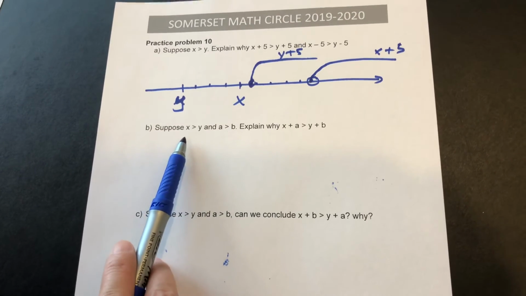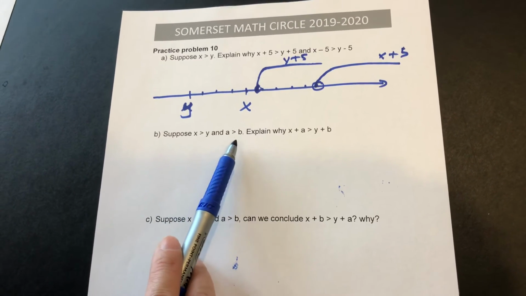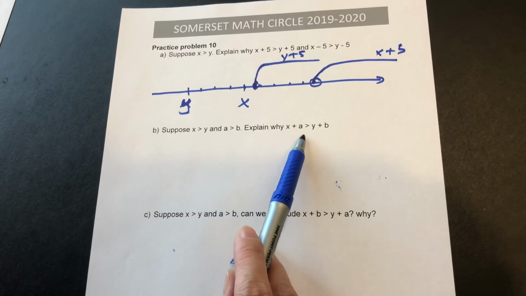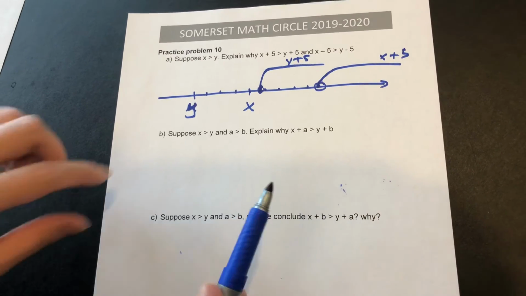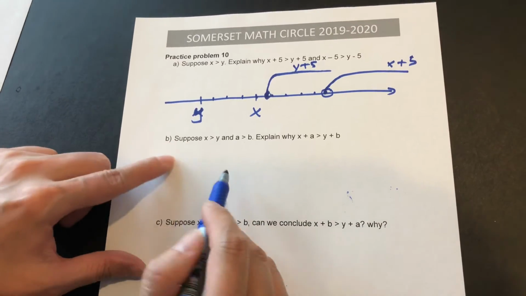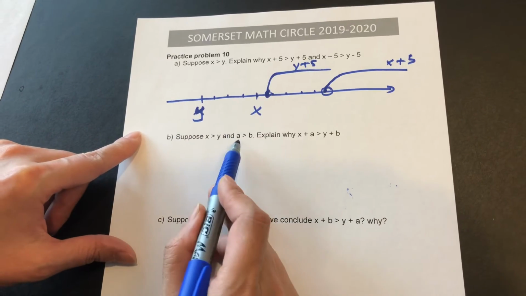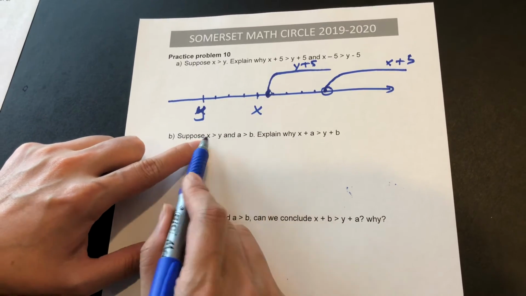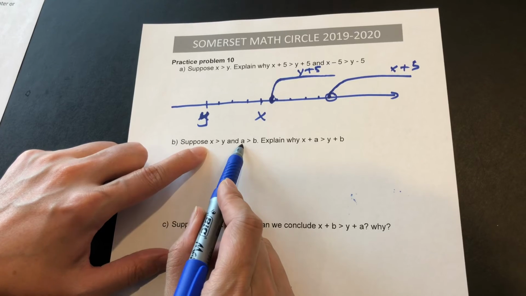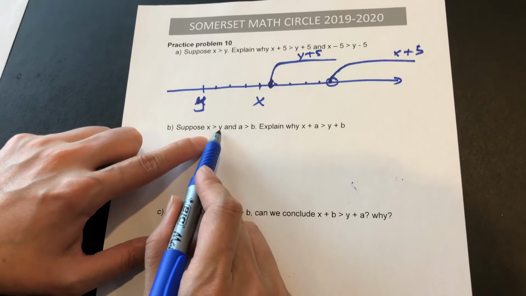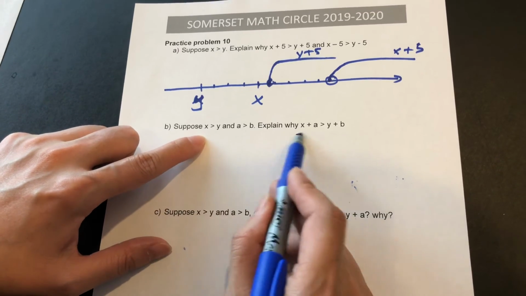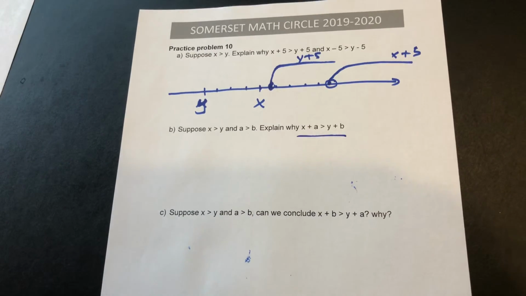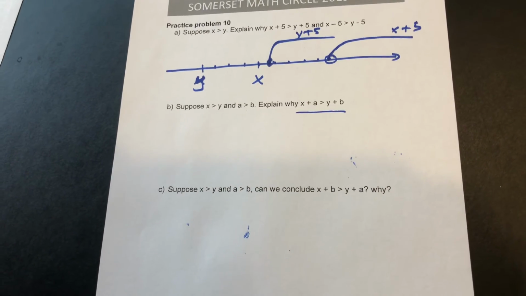B, suppose x greater than y and a greater than b. Explain why x plus a greater than y plus b. So x is greater than y on the number line. A is greater than b. So adding the greater ones will always be greater than adding the two lesser ones. So students can play on the number line or even plug in real numbers to test this.